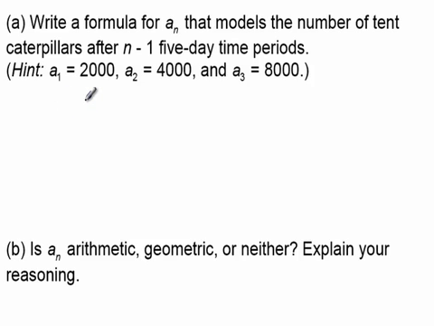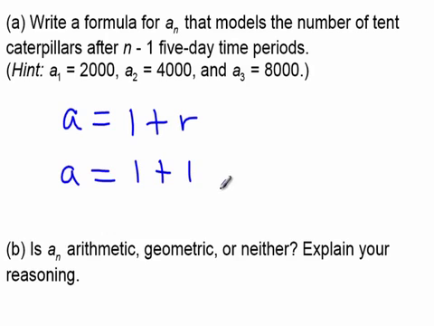A hint: A sub 1 is 2,000, A sub 2 equals 4,000, and A sub 3 equals 8,000. So let's find our change factor. We know that A is equal to 1 plus R, and in this case R is equal to 100%, since we're doubling the population every 5 days. So our A value is actually equal to 2.